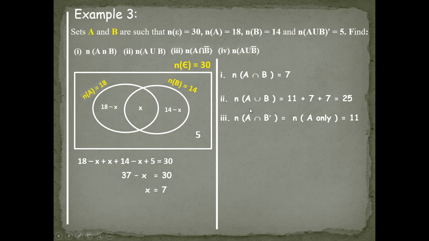Now this part we earlier talked about, this is A only. Elements that are in set A but not set B. The number of elements in A but not B is this, 18 minus 7, which is 11.